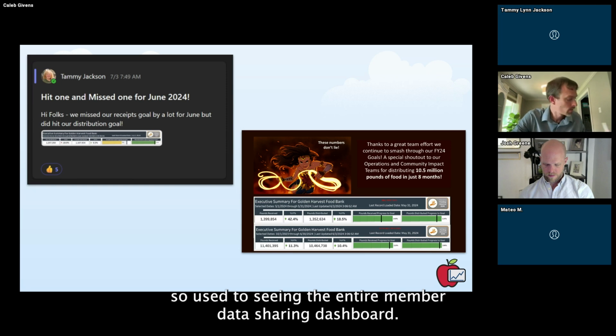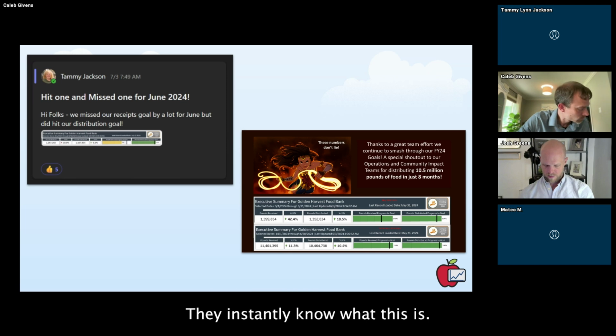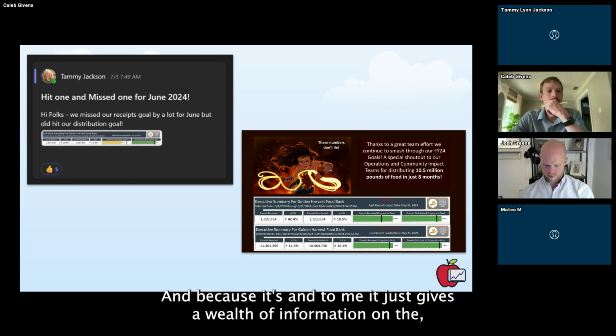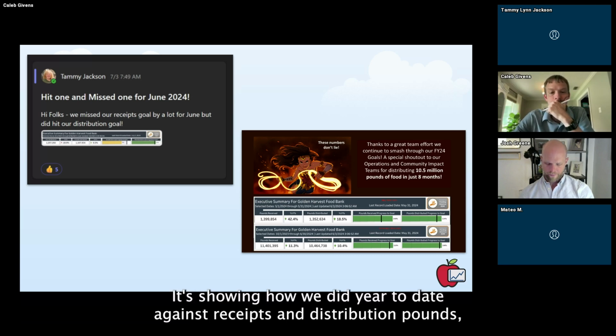Because everybody's so used to seeing the entire member data sharing dashboard, this is from the executive view on the top, they instantly know what this is. And to me, it just gives a wealth of information. On the left side of it, it's showing how we did year to date against receipts and distribution pounds.